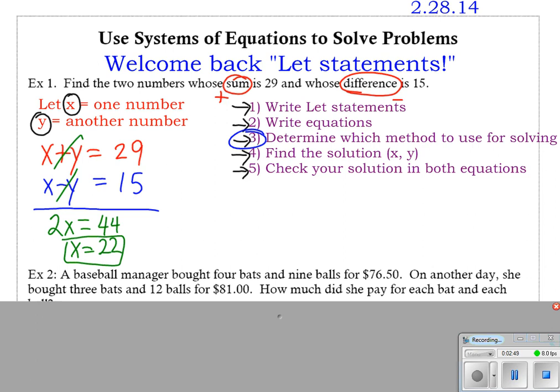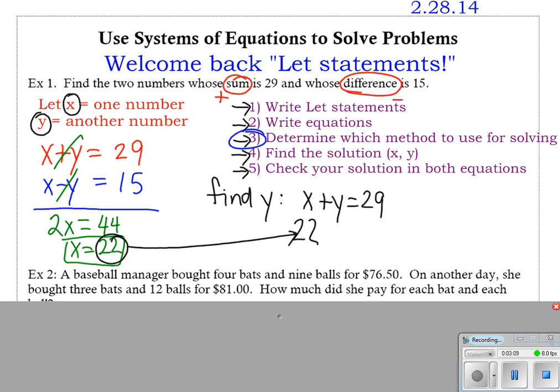Now, it's the same as we've been working on. Now I want to find my y. Choose one of the equations. Either one will work. x plus y equals 29. Substitute in my x, where my x is, plus y equals 29, and y equals 7. So my solution, and please label your solution, x, y, x is 22, y is 7.